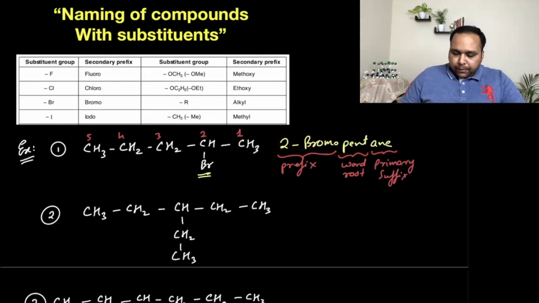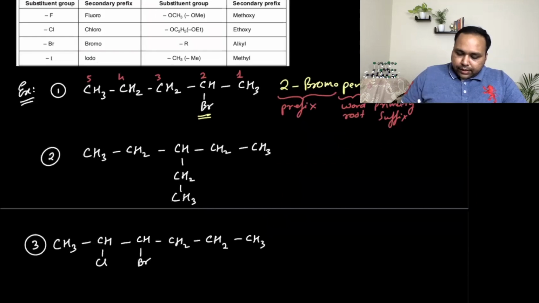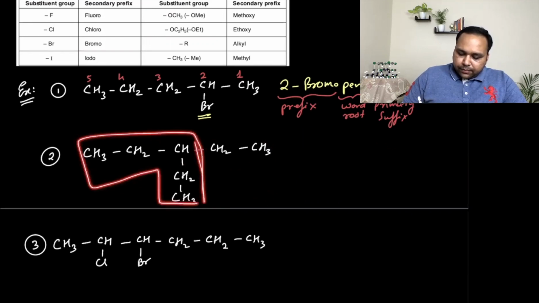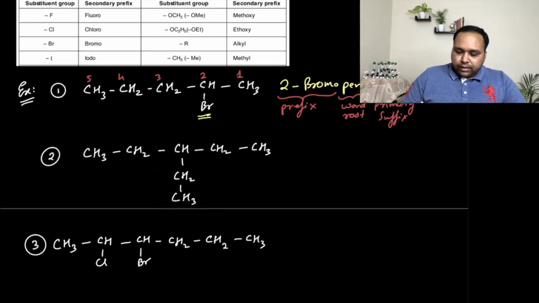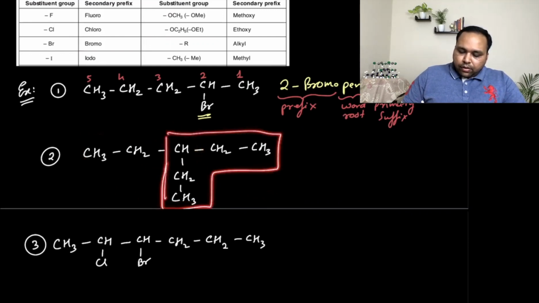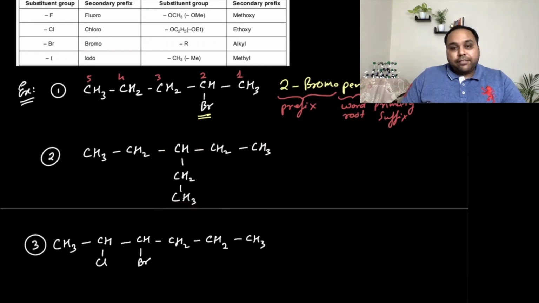Let's move ahead to our second example. So here is our second example. We need to identify the longest possible straight carbon chain that we have. If you look at this example, you can either take this straight chain or you can take this bent chain. In all of these cases, what you get is 5 carbon atoms: 1, 2, 3, 4, 5. So it won't matter whichever chain you take, the longest carbon chain will be 5 carbon atoms. So let's take the straight chain.